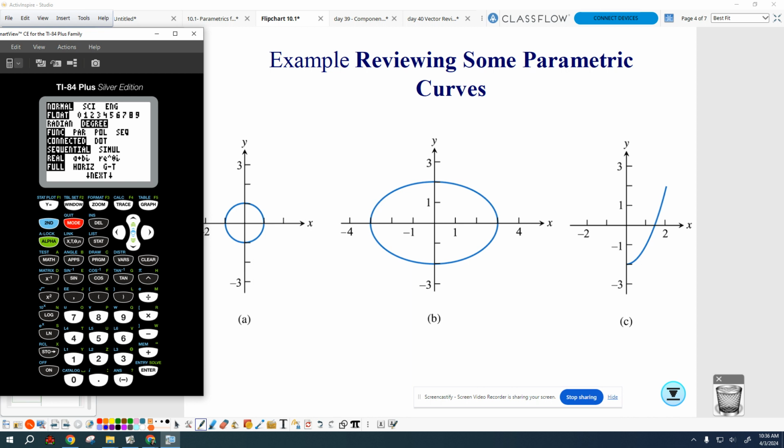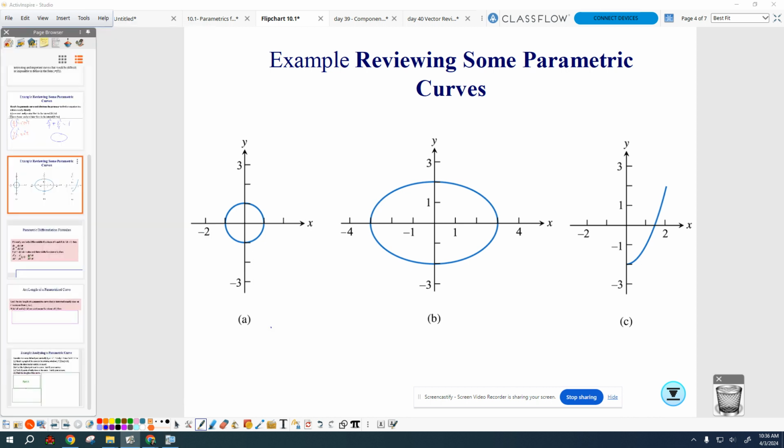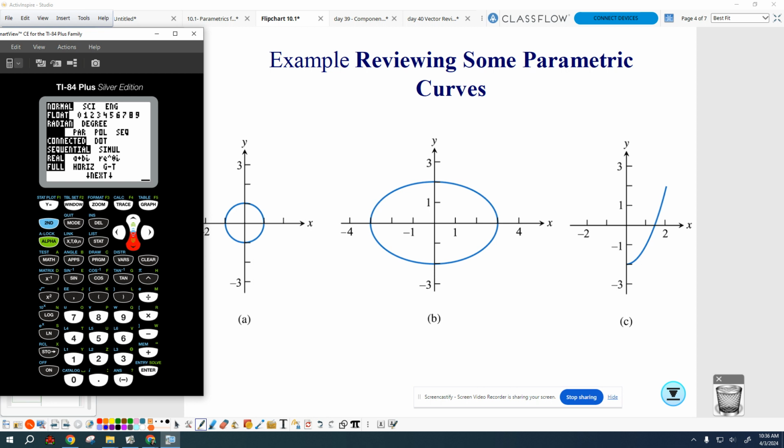Okay, do you guys know how to put your calculator in parametric mode? Yeah, you hit the mode button and you go, not in degrees, you hit enter. Okay, so guys, this is something you probably haven't noticed. There's function mode, parametric mode, and the next one is polar and then sequential. Right now, I'm on the second one.